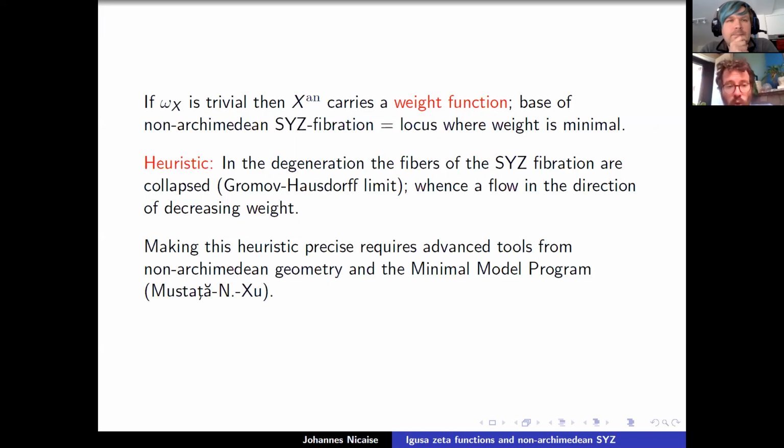And again, if you want to turn this heuristic into a precise statement, you need to work harder. You need to do some more serious non-Archimedean geometry and use some very serious minimal model program techniques. But that's not something I want to discuss today. So I just hope that this explains more or less why it's natural to come up with this slogan in the first place.